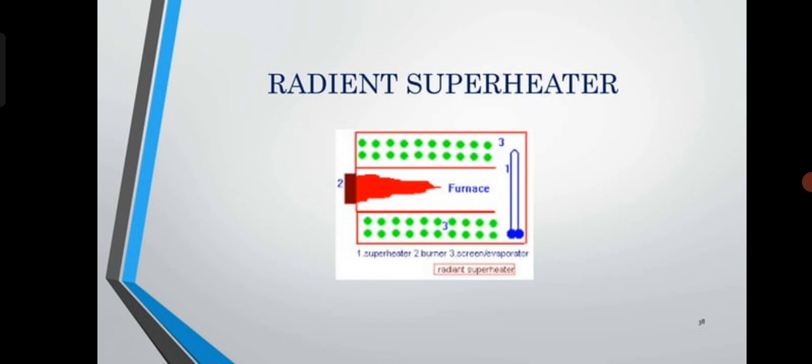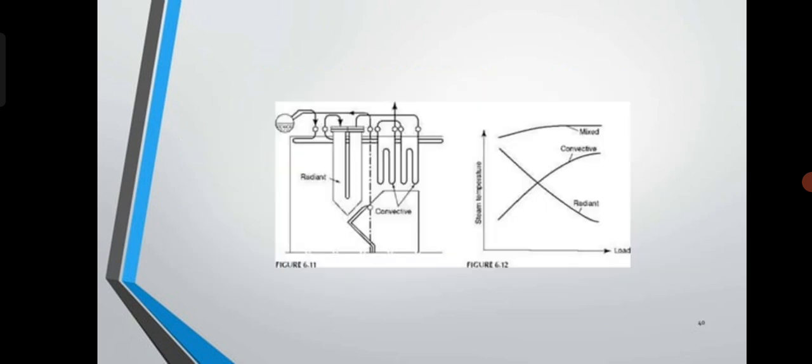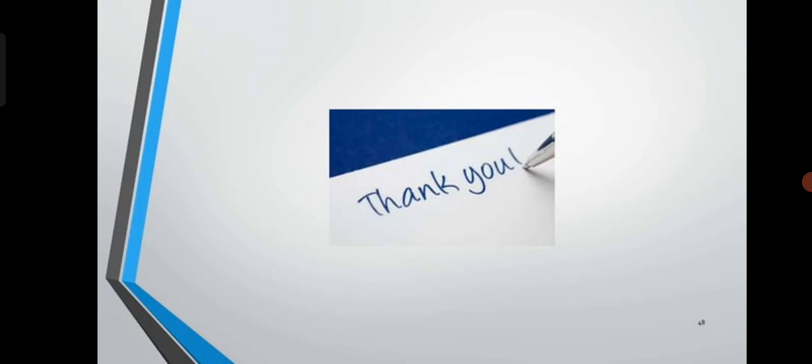This is a diagrammatic part of the radiant superheater. In the combination superheater, both convective and radiant superheaters can be arranged in the series path of flue gases. The radiant superheater receives the heat from the flue gases by radiation, and the convective superheater receives the heat by convection. About 3/4 of the convection surface is made counterflow, while the remaining 1/4 is parallel flow. In the counterflow, the superheater will be subjected to maximum temperature difference. It's a diagrammatic part. Thank you.